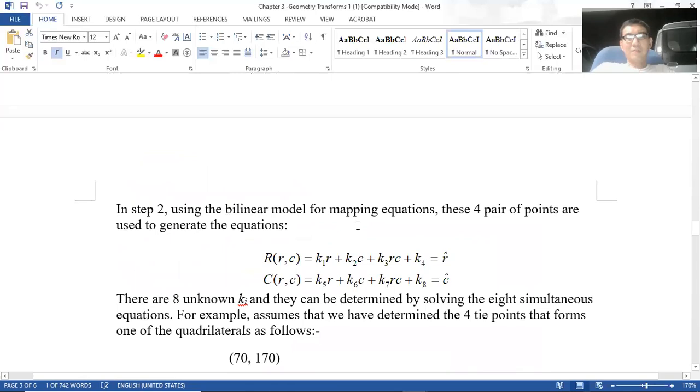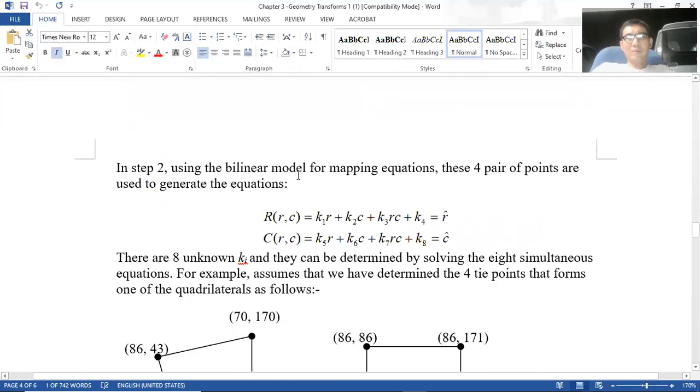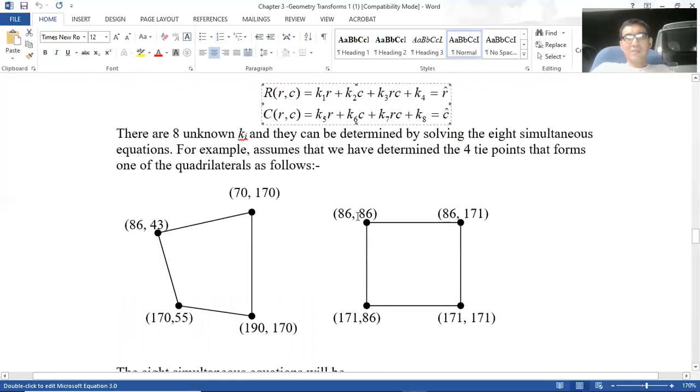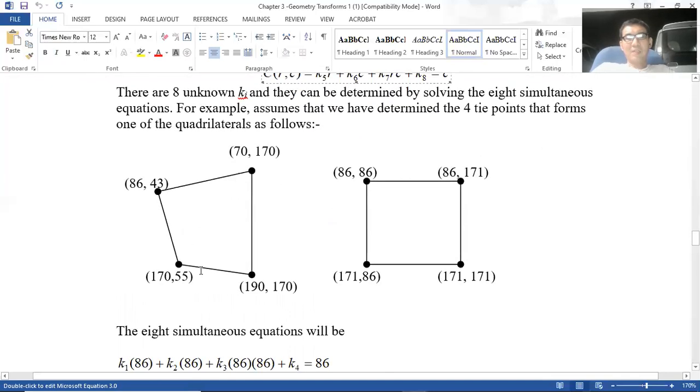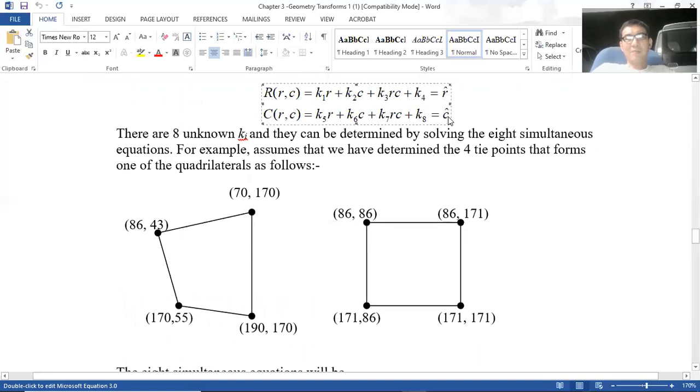For spatial transformations, we use the bilinear model. This is the bilinear model. It's very much like y equals mx plus c, but now instead of only x, we have r and c. You want to find the location in this distorted image, the r prime and c prime. So you need to give the row and column of the image that you want to restore. For example, you want to know the location of 86/86 in the distorted image. Then you will use this equation.